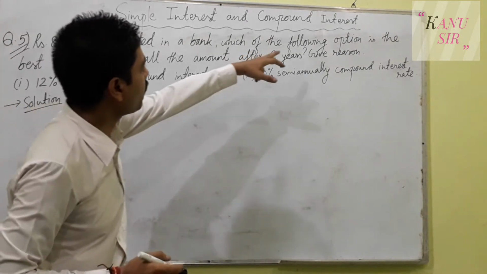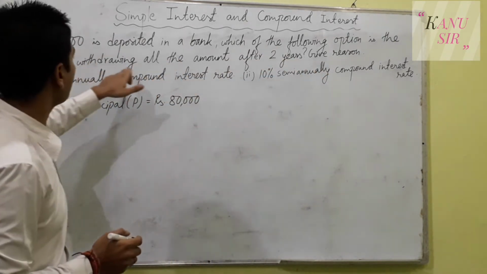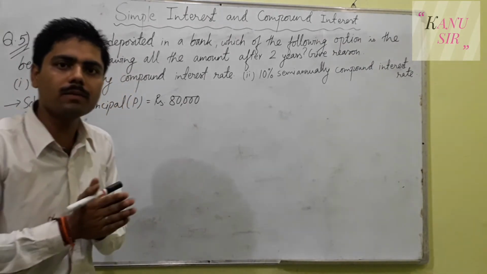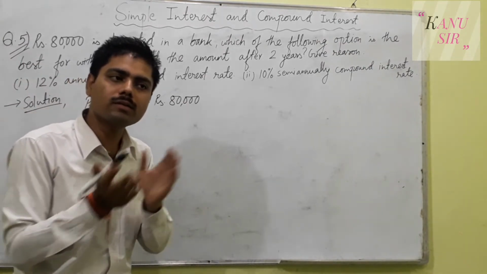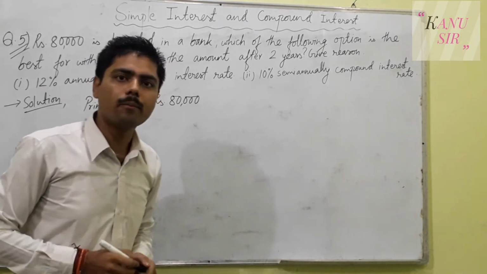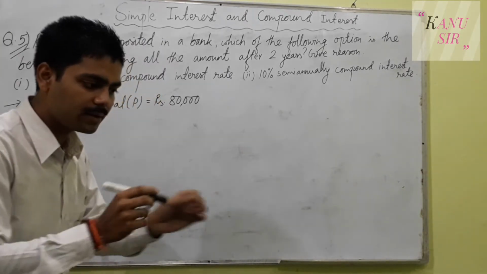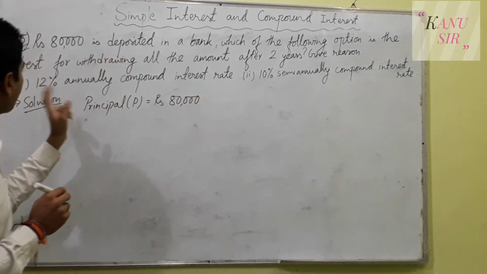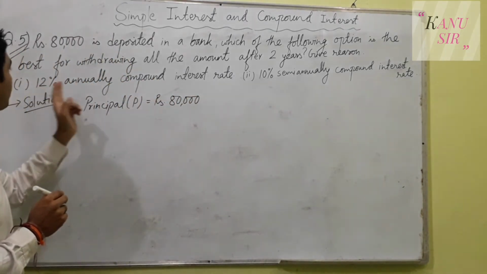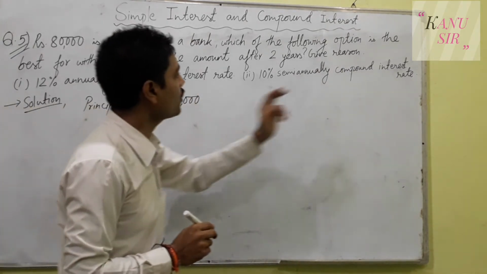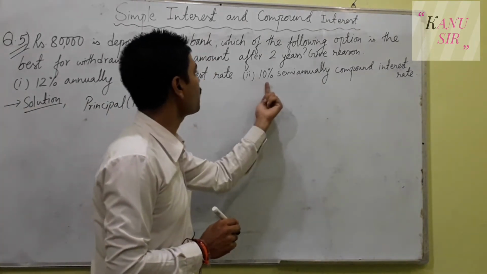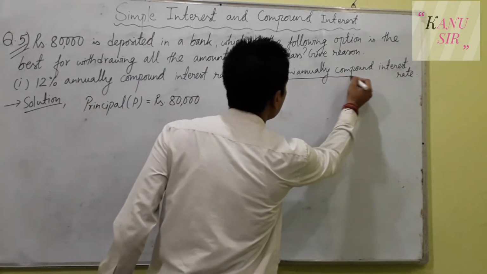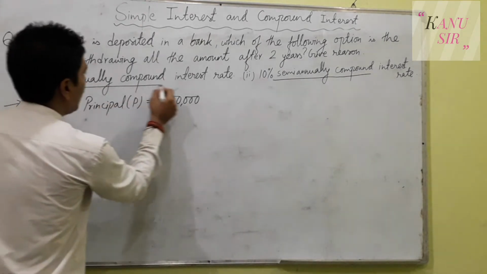Which of the following options is the best for withdrawing all the amount after 2 years? Whenever you go to a bank, there will be a person asking under which type of condition you have to deposit your money. Then you have to select the best among them. So here are the two conditions given by the banker. Either you deposit your money at a 12% annually compound interest rate, or you can deposit your money at 10% semi-annually compound interest rate. So here is the condition of semi-annually and here is the condition of annually.